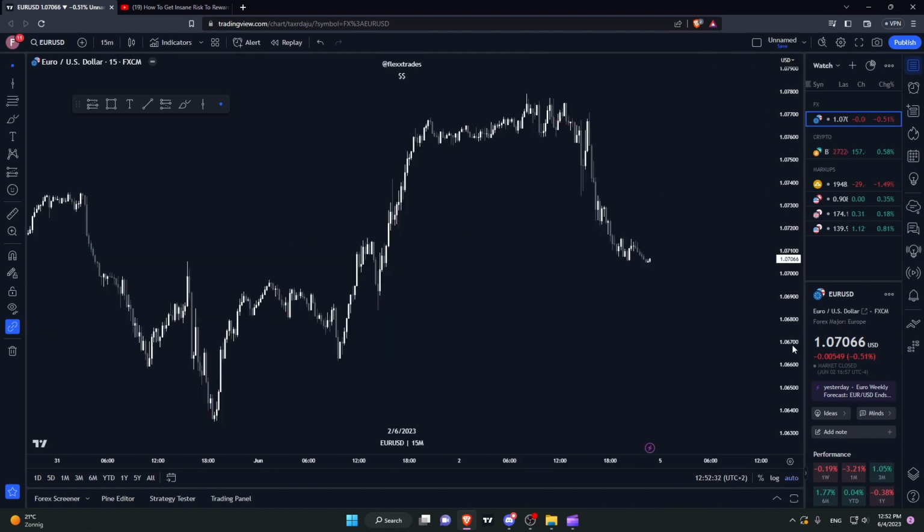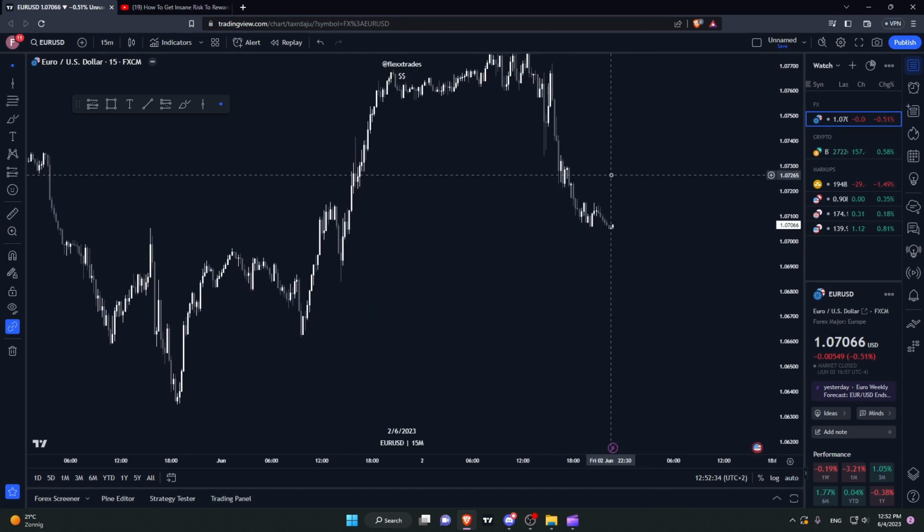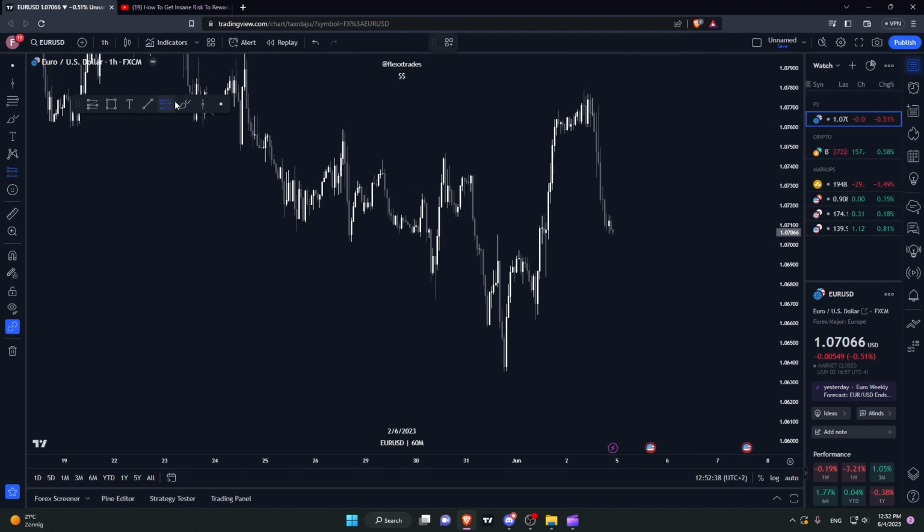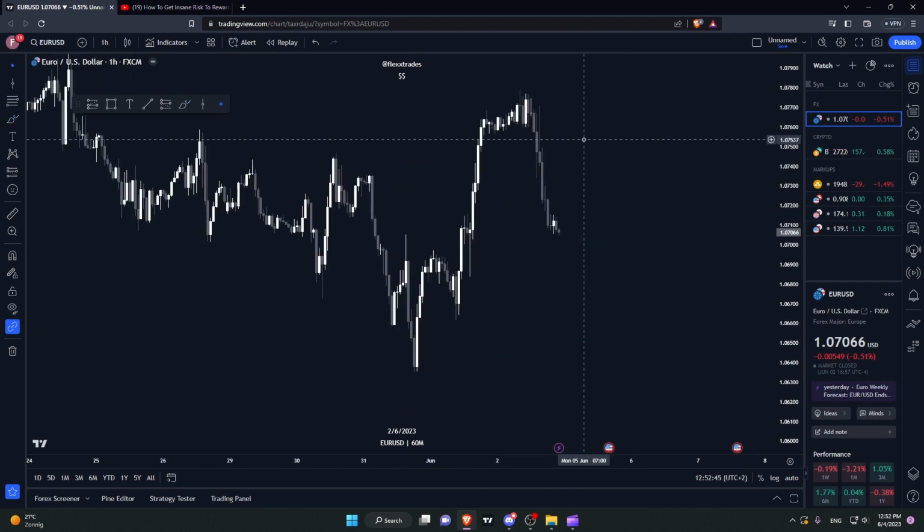Then what we saw was that price wants to retrace, right? Because if you look at it on the 1-hour, we have this trading range, from this high towards this low. So what we're looking at is trade between those ranges.